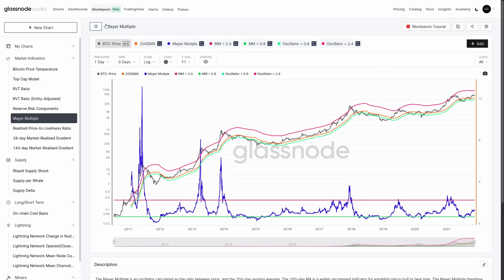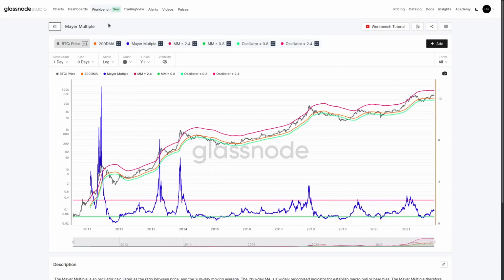Now, what we also have is the Mayer multiple. This is actually one of my favorite metrics, and I like it because it's so simple. So the 200-day moving average in orange, generally it's kind of this long-term mean. The reason that the 200-day moving average is quite important is because during bear markets, it tends to act as some kind of resistance. During bull markets, it tends to act as some kind of support, and it's also one of these well-known, well-understood, and well-observed trading indicators. Lots and lots of investors are looking at the 200-day moving average.